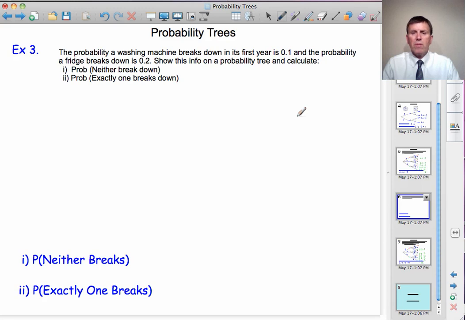Probabilities can be given in 3 forms: fractions, decimals, or percentages. We've looked at fractions. Here's an example of probability in decimals. Now I first need to decide what's going to be my first decision point, washing machine or fridge. It doesn't matter, you can pick either. Let's suppose I pick the washing machine.